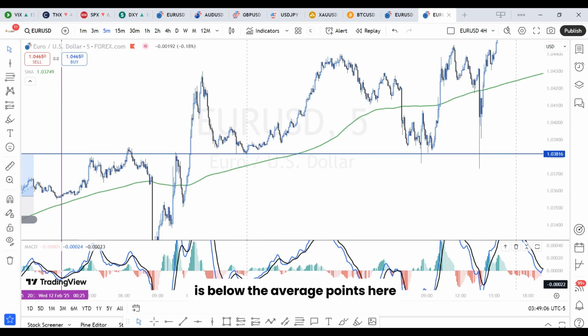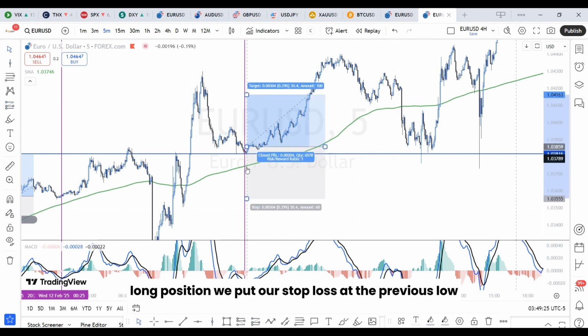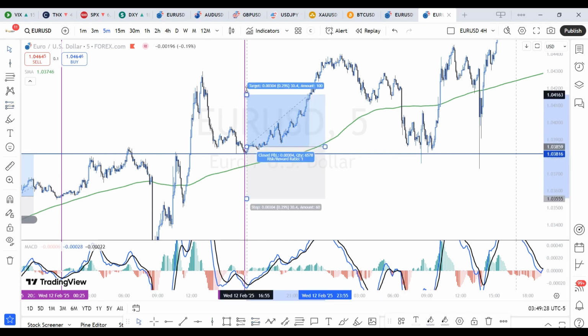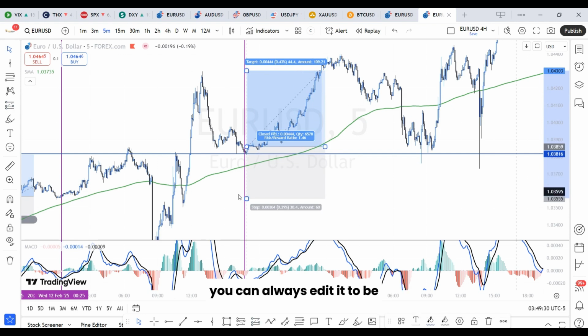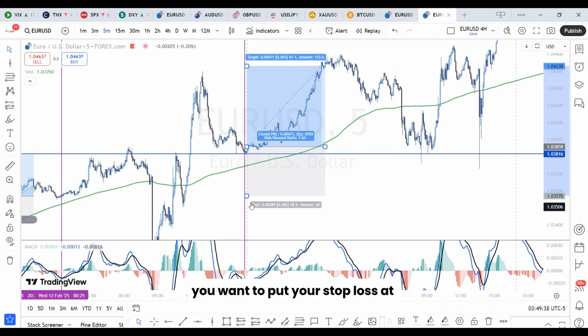The MACD is below the average point here, but price is above the 200 moving average. You can see it here. Price is above the 200 moving average here, and also here. We want to buy from this level, a long position. We put our stop loss at the previous low, take profit at the previous high. You can always edit it to be 1:5 risk to reward.